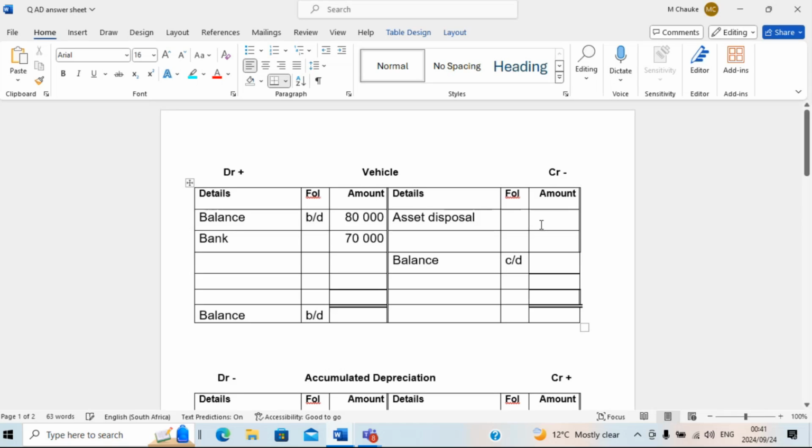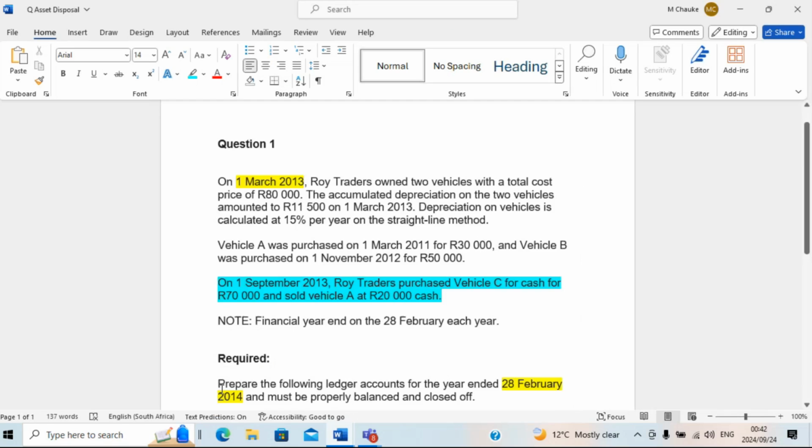of 30,000. Remember, the cost price of vehicle A is 30,000, right? The 20,000 that we received when we sell is going to be recorded under an asset disposal account. That's why we're going to account for it, right? But here we only account for the costs. Are you with me?